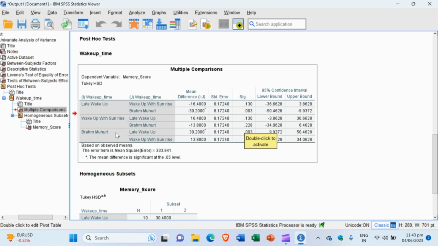Also we can see the pair of Brahma Muhurt with late wake up. We have seen it earlier, that in the first case late wake up and Brahma Muhurt was the pair; the same pair is given in inverse order. Brahma Muhurt is written first and late wake up is written in the second place. So it was found 0.003, which is the same as here. Since it is 0.003, the null hypothesis is rejected and there is a significant difference. It means that the Brahma Muhurt students' memory was found better than the late wake up students.